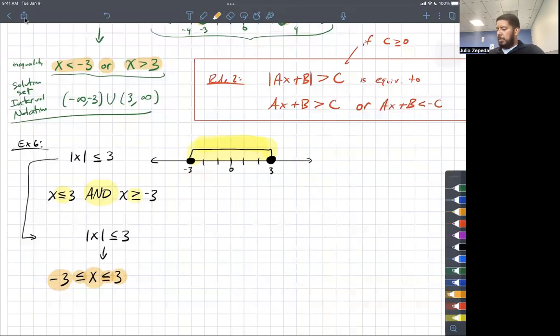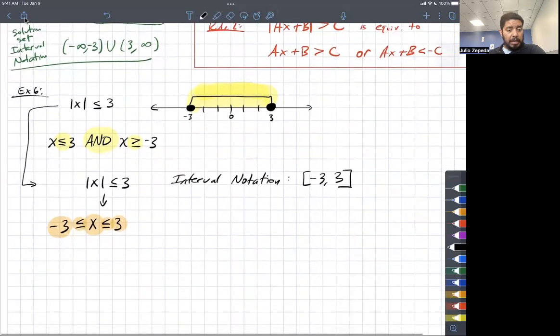Okay, the interval notation for this is going to be the set of values from -3 to +3. It would be incorrect if I put a round parenthesis here, because we have that "or equal to" in this problem, so we need a square bracket. So there we go. That is the interval notation.